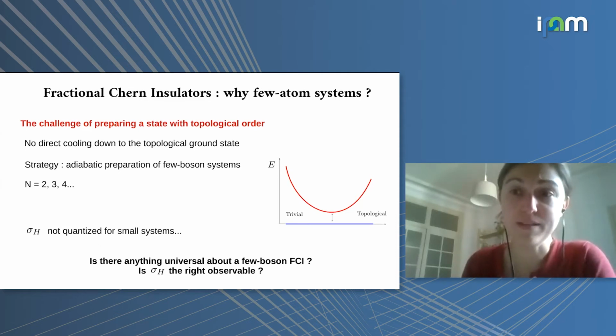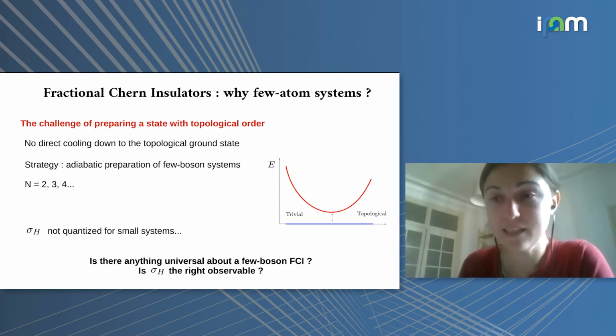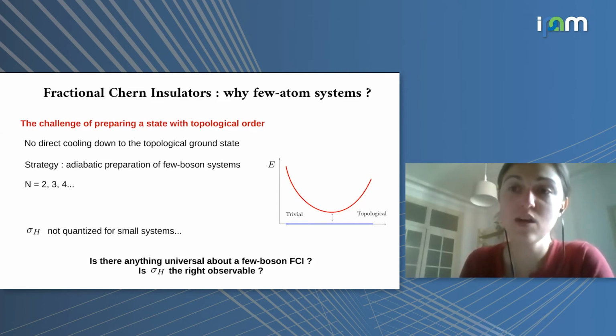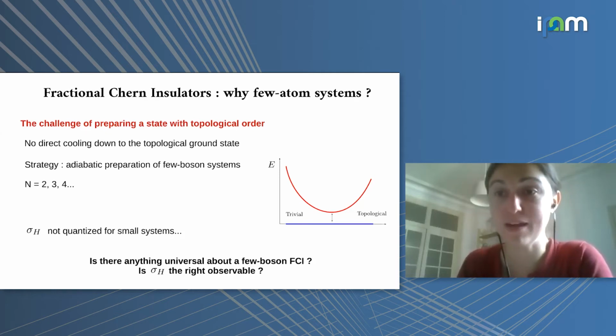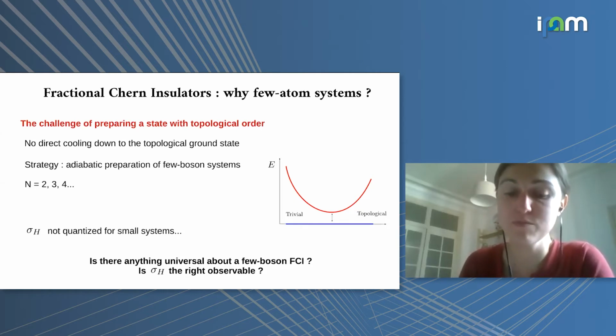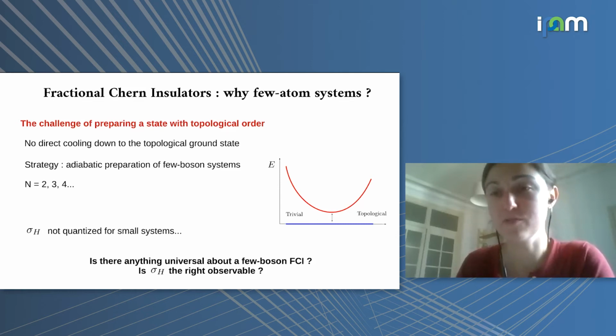So in this talk, I will show how numerically, namely using DMRG, we can simulate some protocols to extract the Hall conductivity, protocols that can later be applied in cold atoms, and show what kind of information we get from these protocols, and whether there is something universal about this small ensemble of bosons, FCIs, fractional Chern insulators.